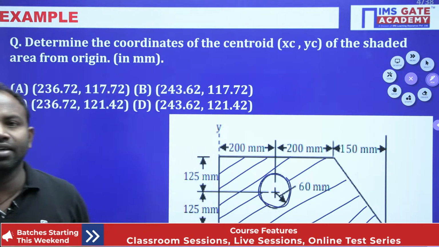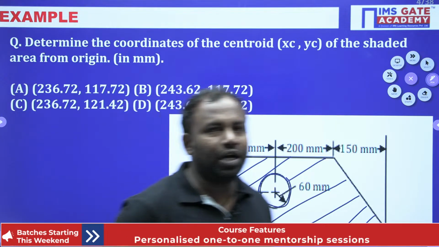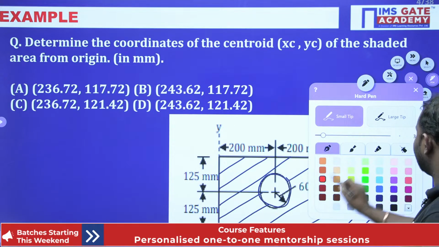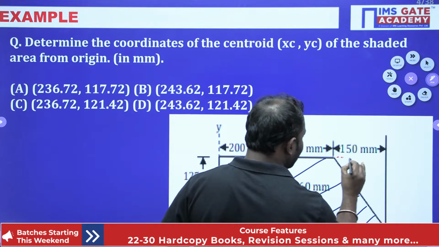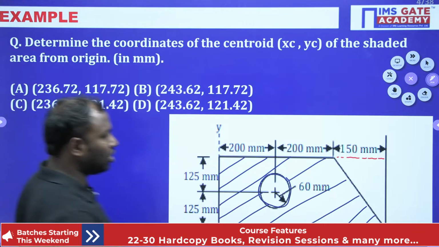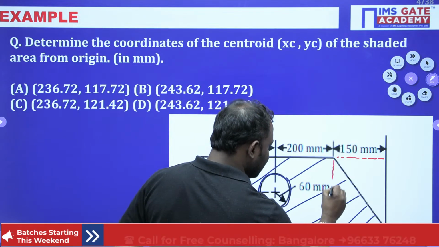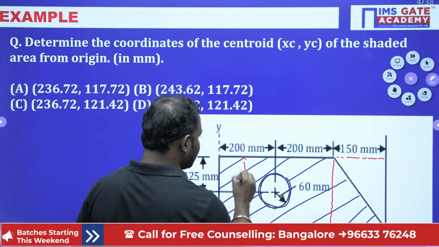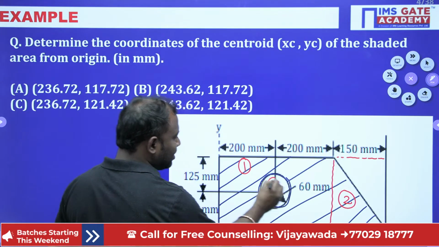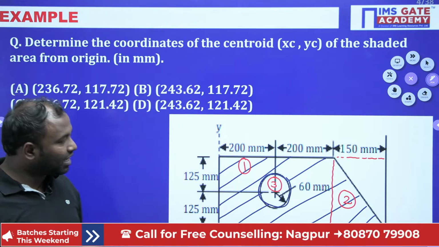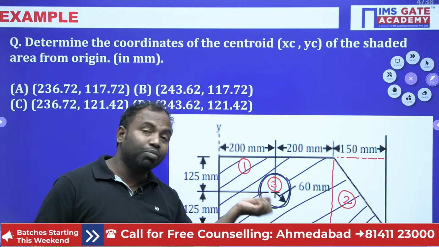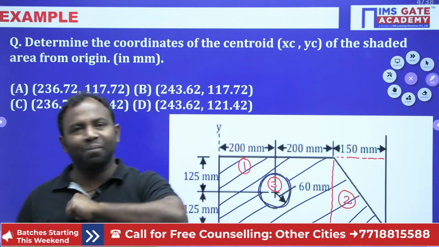Yes guys, have you done? Right, now let me solve this problem myself. Here I am taking this entire portion in three parts. Up to here, this rectangle I'll take as the first part. This triangle I'm taking as the second part, and this circle as the third part. If I find the centroid of 1 and 2, add them, and remove the centroid of 3, then I'm going to get the answer, isn't it guys.